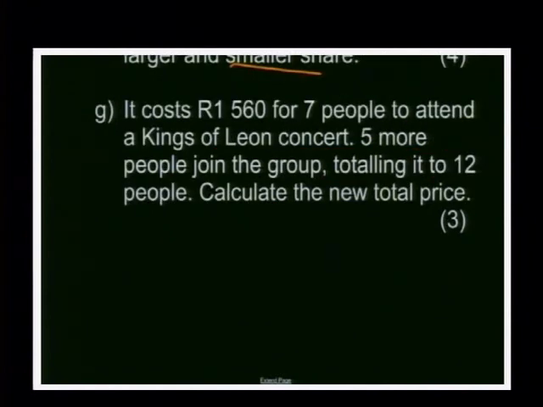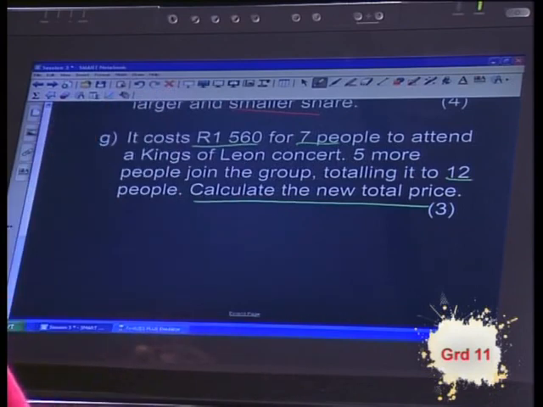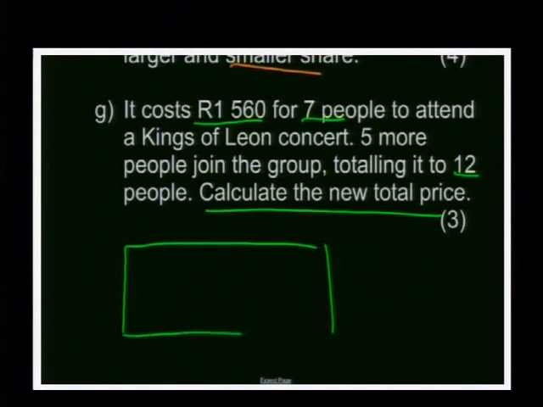We've got some space over here. We'll do it here. It costs 1,560 Rand for 7 people to attend a King of Leon concert. 5 more people joined the group, now totaling it to 12. Where did our 12 come from? 7 people plus another 5. And we want to calculate the new total price. What have I got? I've got 3 values and I'm being asked a 4th, a ratio. So we can use our blocks to calculate this ratio.